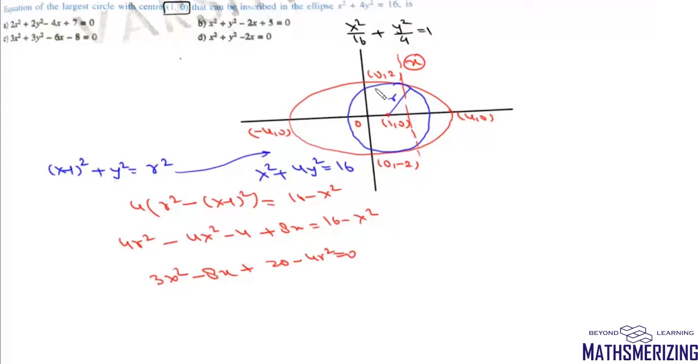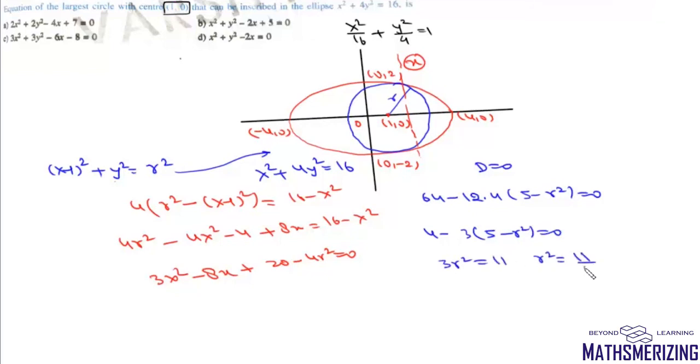Now this circle and ellipse are tangent to each other, so that means they should have only one point of intersection. That is, the value of D should be 0. So we'll put D as 0. We get b², which is 64, minus 4ac, which is 12 times (5 - r²) times 4. We can take 4 common, so it'll be 4 times (5 - r²), which should be 0. We can divide it by 16, so it'll be 4 - 3(5 - r²) = 0. So we'll get 3r² = 11, so the value of r² should be 11/3.